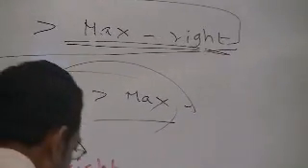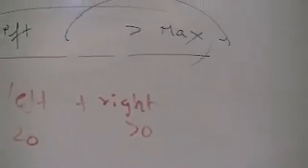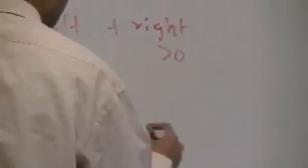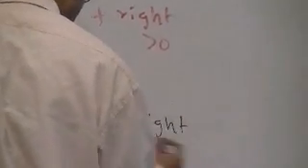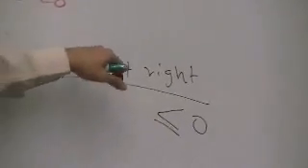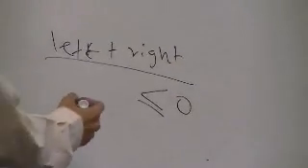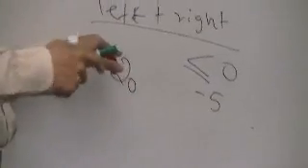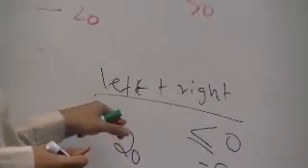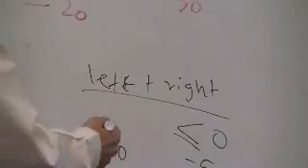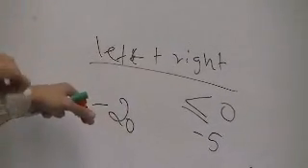On the other hand, if right is negative, then you still do left plus right, but if right is less than or equal to 0, it's going to decrease left from what it is currently. For example, left is 20 and right is negative 5, it's going to decrease from 20 to 15. And even if left is negative 20, it's going to decrease from negative 20 to negative 25, right?